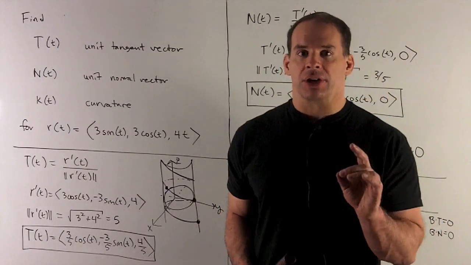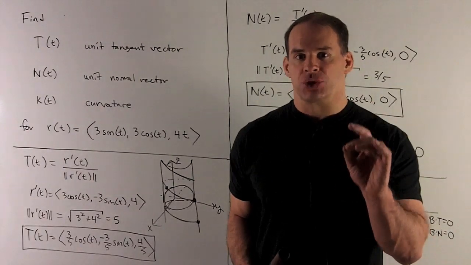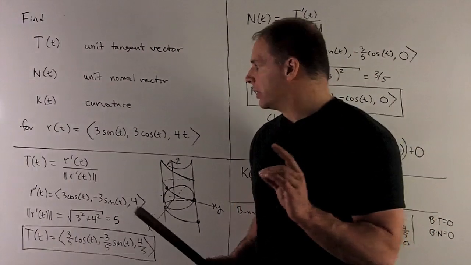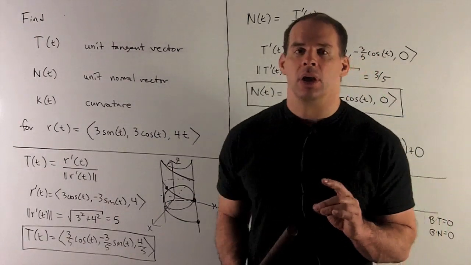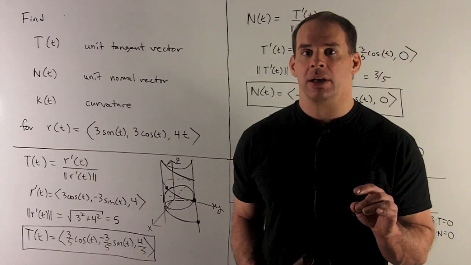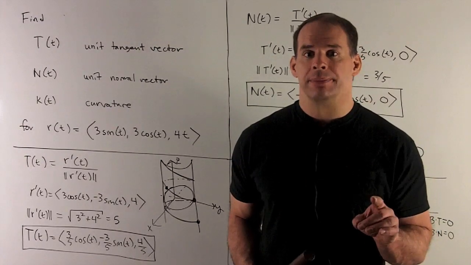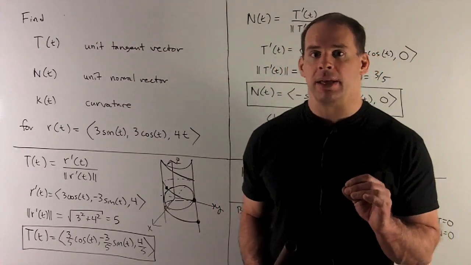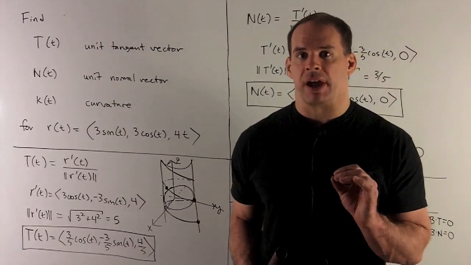We want the unit tangent vector. So what are we going to do? Definition is take your r, take its derivative, divide by its length. So the derivative of r is going to be 3 cosine t, minus 3 sine t, 4. The length, that's 3 squared cosine squared plus 3 squared sine squared plus 16. That's going to give me a length of 5. So we divide by 5, and that gives me 3/5 cosine t, minus 3/5 sine t, 4/5. So that's our unit tangent vector at t.